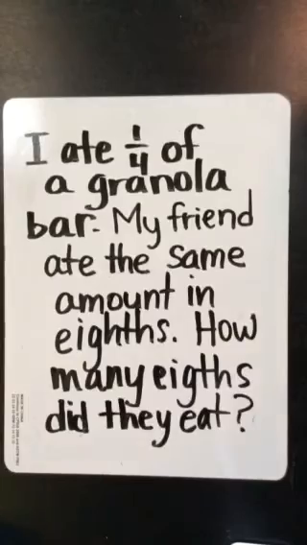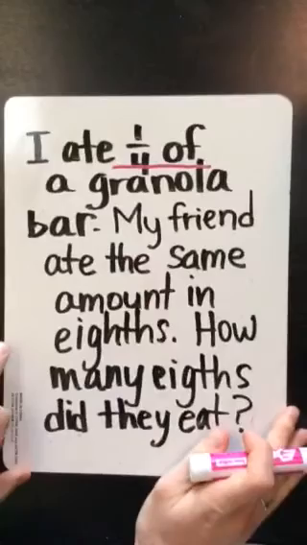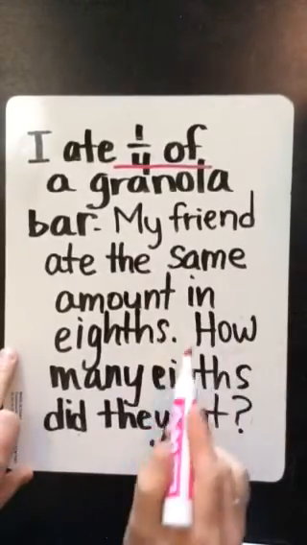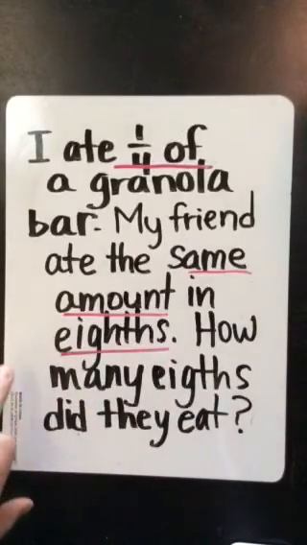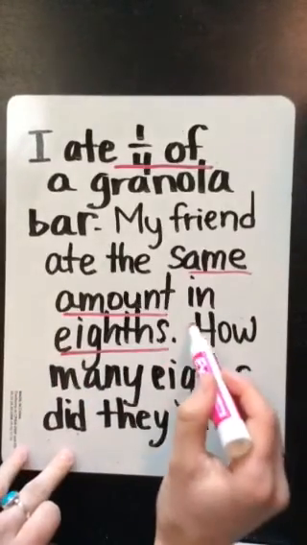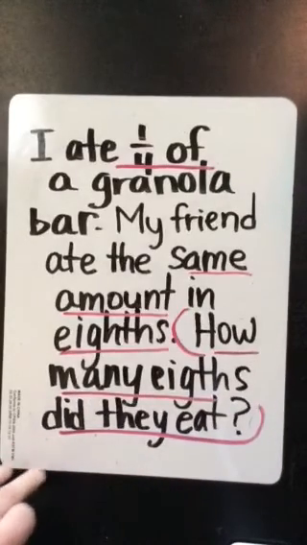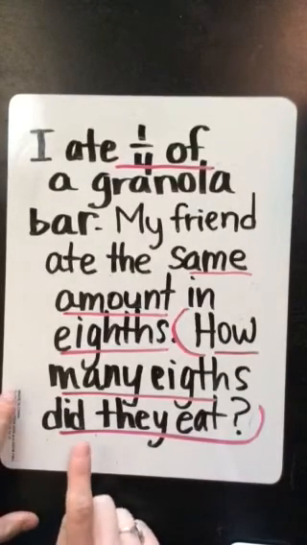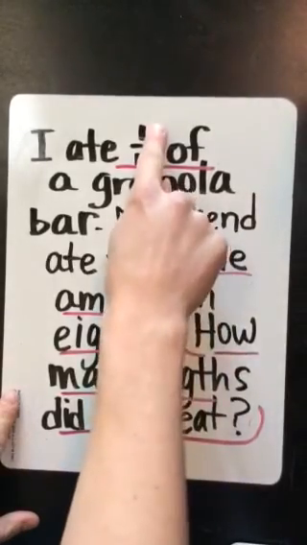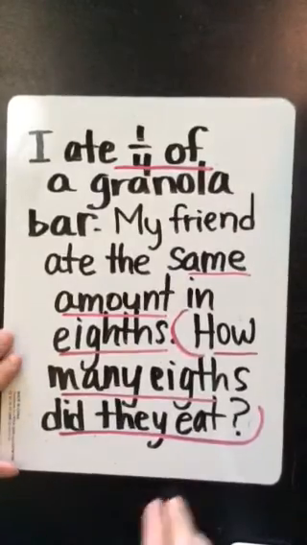Let's find the important information in this problem. I ate 1/4 of a granola bar. My friend ate the same amount, an equivalent amount, in eighths. Here's our question: how many eighths did they eat? So what is this question asking us to do? I hope you're thinking that this question is asking us to find an equivalent fraction to 1/4 that has eighths in it.